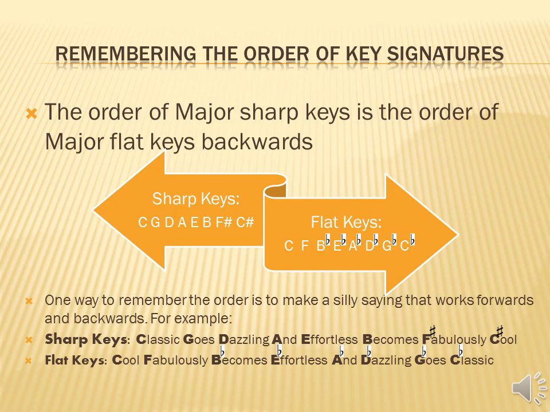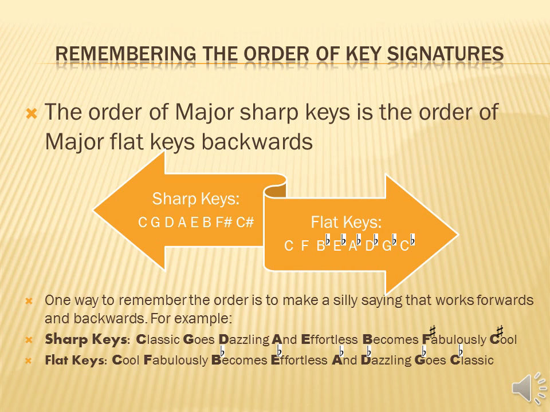Remembering the order of key signatures. The order of major sharp keys is the order of major flat keys backwards. Sharp keys are C, G, D, A, E, B, F sharp, and C sharp. Flat keys are C, F, B flat, E flat, A flat, D flat, G flat, and C flat.